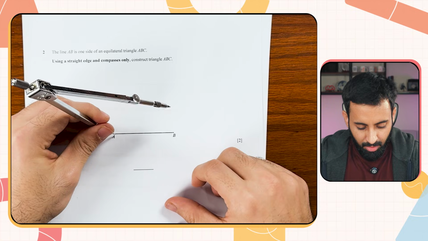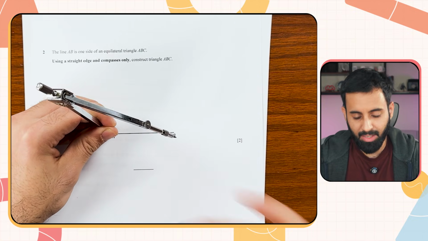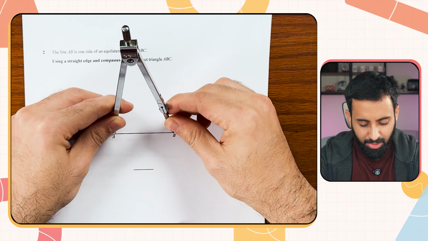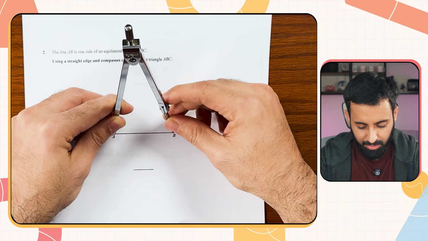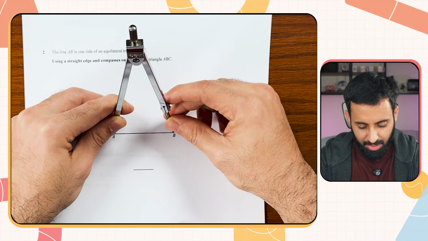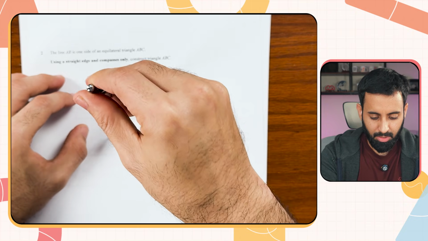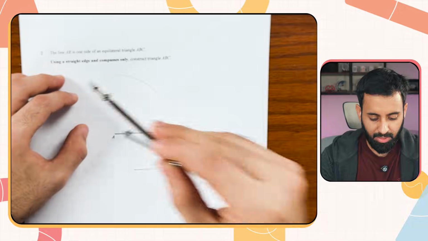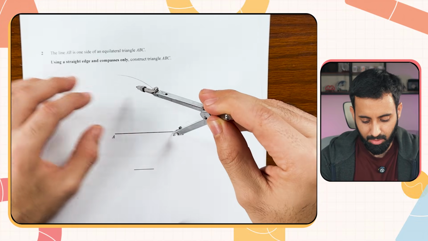Now, here's what we're going to do. We don't even have to bother to measure what the length of line AB is. All I have to do is just make sure that my compass is open to the same length as the length of line AB. Make an arc over here. So the second line of the triangle is going to be somewhere on this arc, and then place the pointed side on the other point, point B, and make an arc once again.